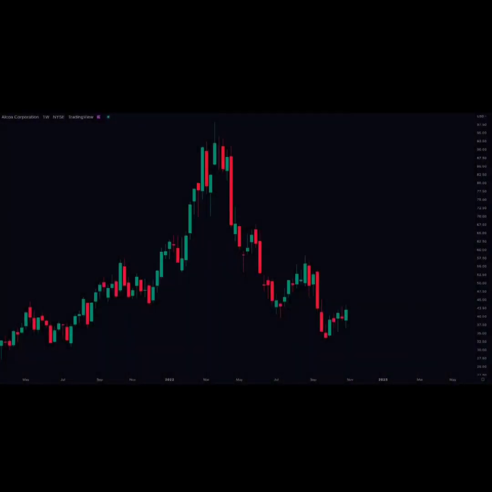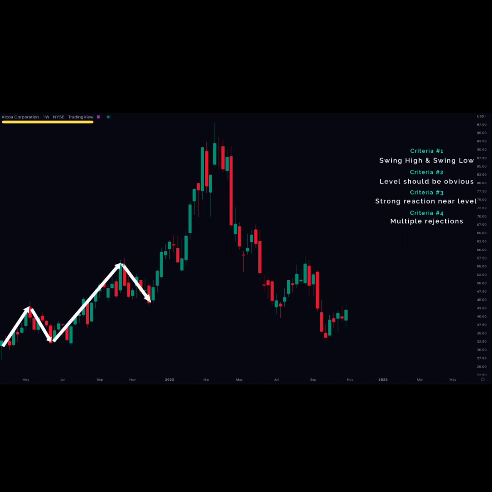Now, let's work on our first example. Alcoa Corporation in the stock market, on the weekly time frame. Let's bring our 4 criteria and start plotting our swing highs and swing lows. As mentioned before, plot only the important swings. This way you won't have too many levels and your chart will be clean. Now, let's draw our levels.